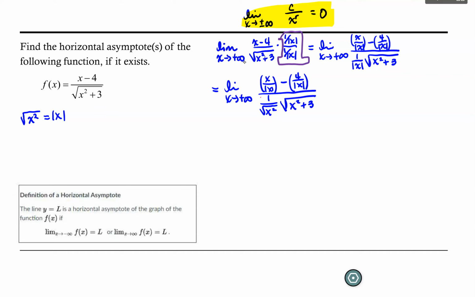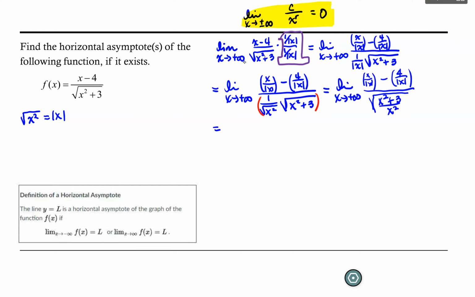Now we're going to go ahead and combine those two factors in the denominator, and we'll get the limit as x approaches positive infinity of x over the absolute value of x minus 4 over the absolute value of x, divided by, multiplying those together, the square root of x squared plus 3 over x squared.